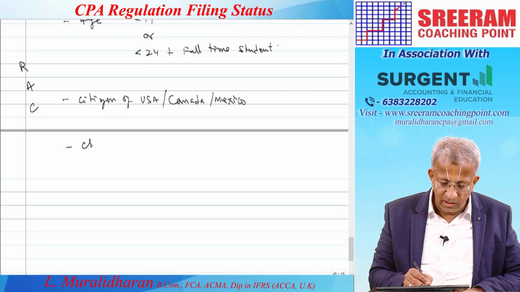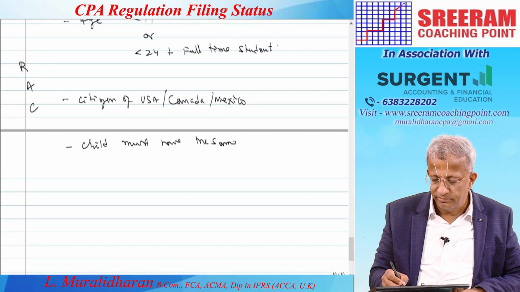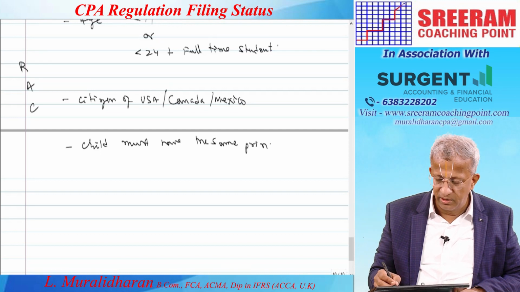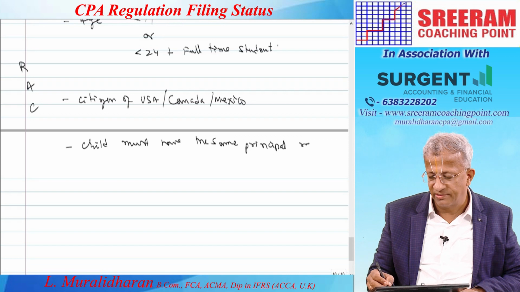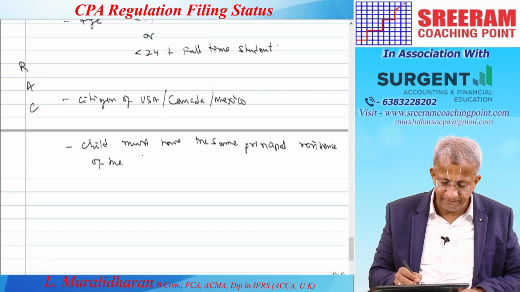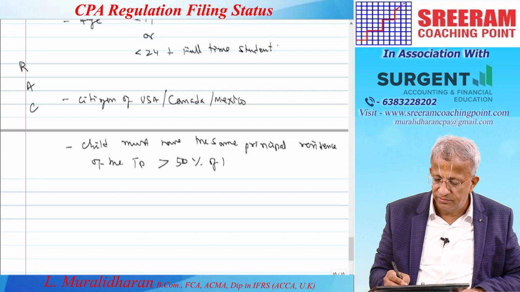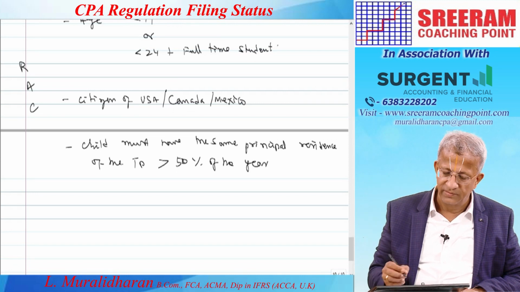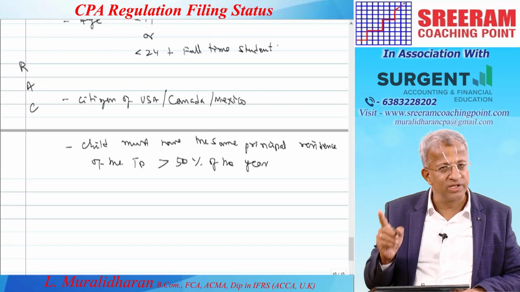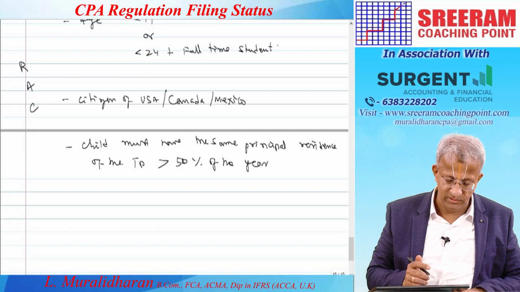And then the next one is that the child must have the same principal residence as that of the taxpayer for more than 50% of the year. The child must have the same principal residence as that of the taxpayer for more than 50% of the year.